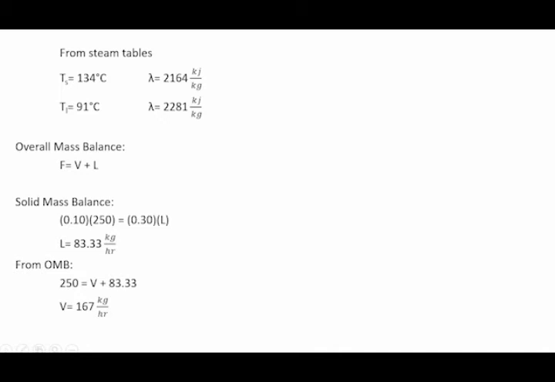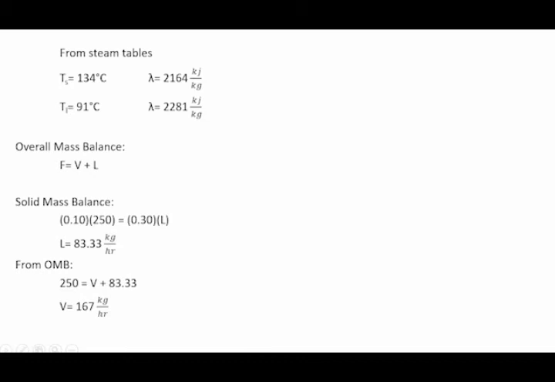To get the weight or mass of L, we know that 10% of the feed is solid, so 10% times F equals 30% of L. We plug in the value of F and we get the answer: 83.33 kilograms per hour of concentrated liquid produced. Going back to the overall mass balance, 250 kilograms per hour feed is equal to evaporated water plus the concentrated liquid of 83.33 kilograms per hour, which gives us the mass of the evaporated water of 167 kilograms per hour.